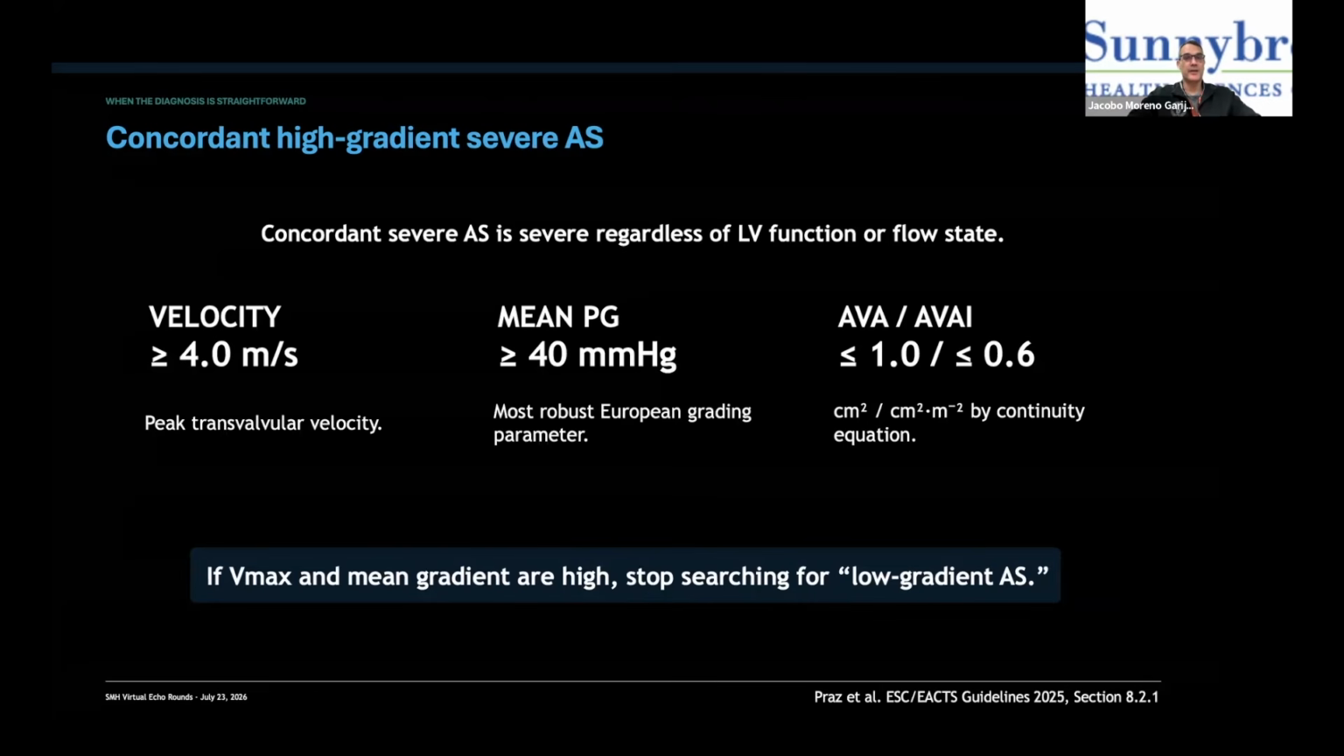So when you have a concordant high gradient severe AS, it's very straightforward. Velocity more than 4, mean gradient more than 40, aortic valve area less than 1, or indexed less than 0.6. That's it. So if you have a high Vmax and a high mean gradient, stop searching for low gradient AS, right?